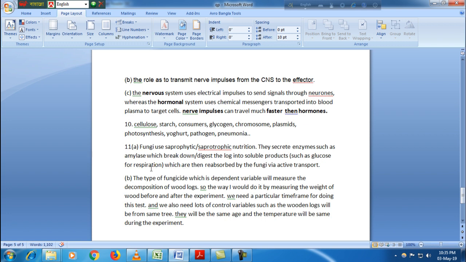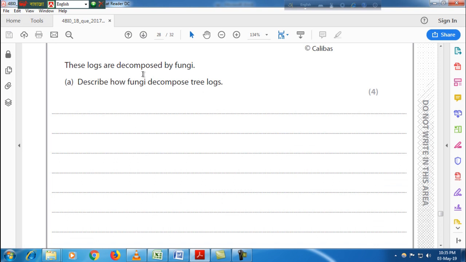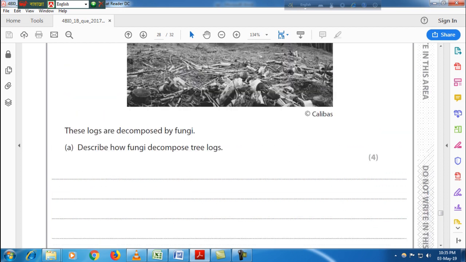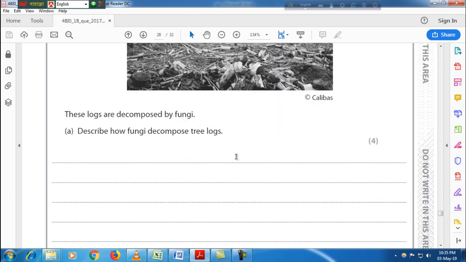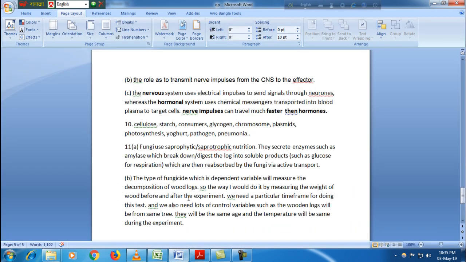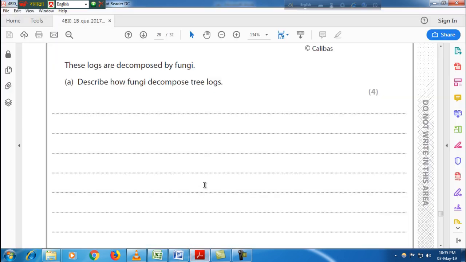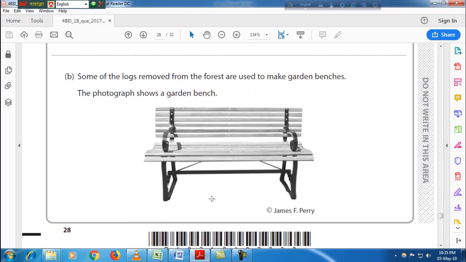which are then absorbed by the fungi via active transport, and used in respiration. And here we have to remember that this is extracellular digestion. The digestion which takes place is extracellular. The answer has been given in the sheet. Please check your answer. Now let's go for the next question, number B.